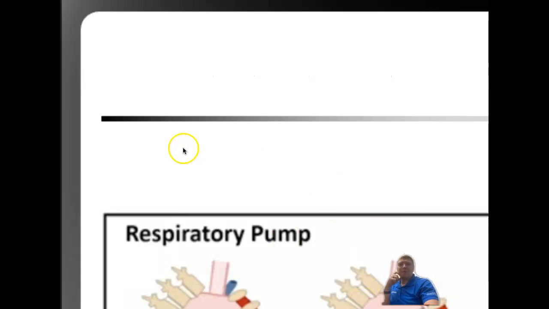The other thing that's going to help get the blood back is your respiratory pump. As you're breathing, it actually does a very similar thing to the blood vessels around it. And so that's another way that the blood's coming back to the heart with that low pressure.